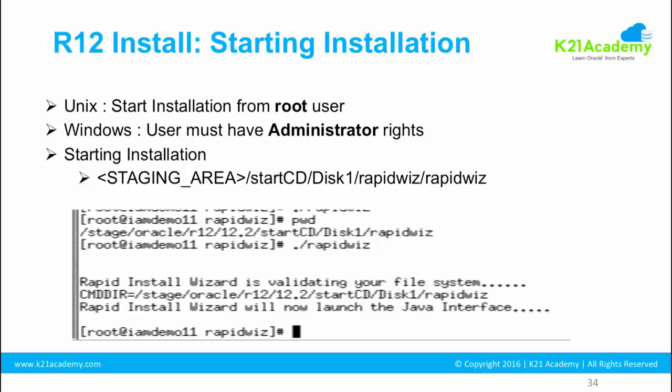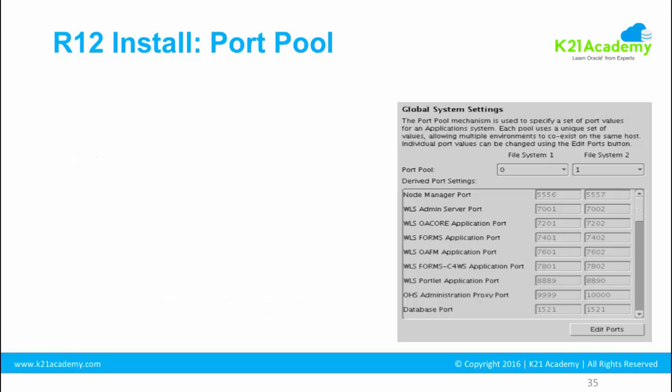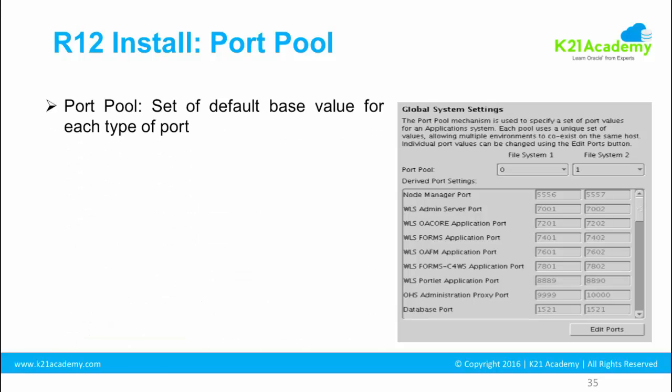Now, in order to start the installation, you go to the staging area. Then you select the appropriate StartCD, go to disk 1 and then to the folder RapidWiz, and in that you will have an executable called RapidWiz, and you run that to start the installer. The first thing the installer is going to ask is the port pool.